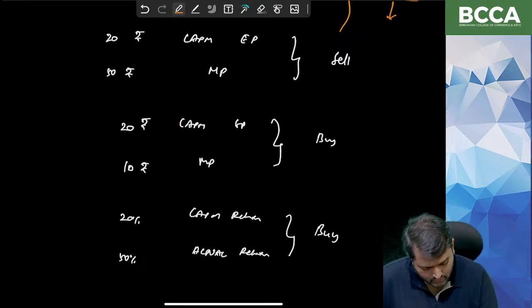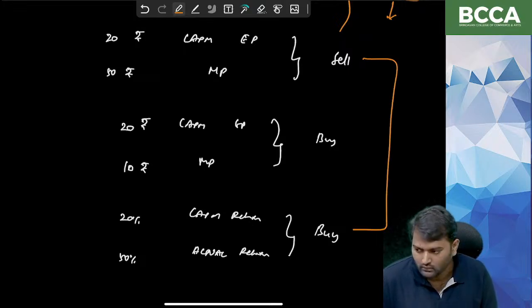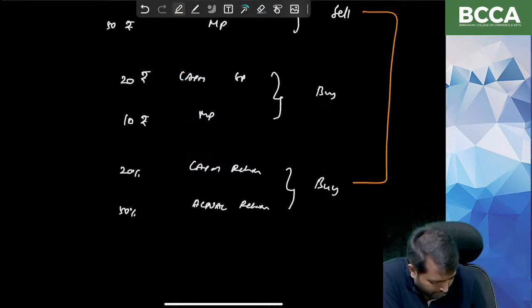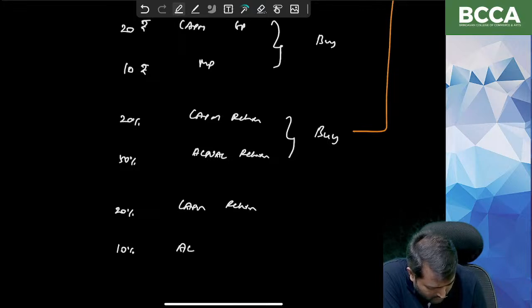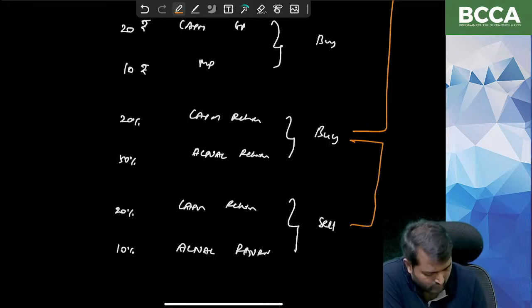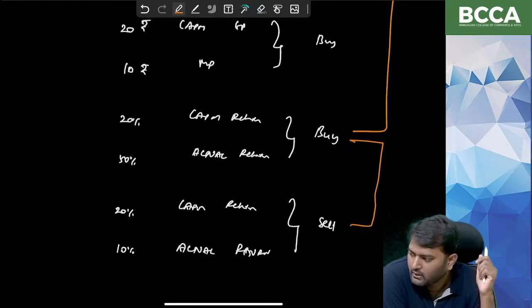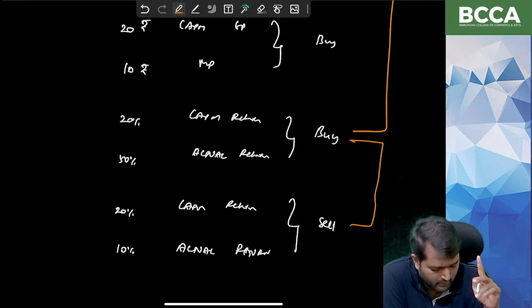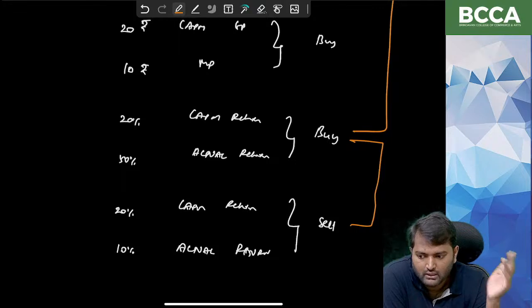Are you able to differentiate this? Please do not learn by heart. You have to apply common sense. If 20% is the CAPM return and the actual return is 10%, then sell the security. CAPM return is 20% and the actual return is 10 percent, then we sell. Why? For the risk we are undertaking, the security must give 20% return, but whereas it is giving only 10 percent. So we sell the security.